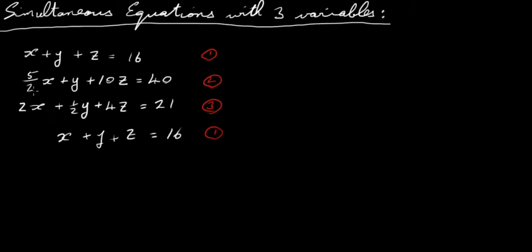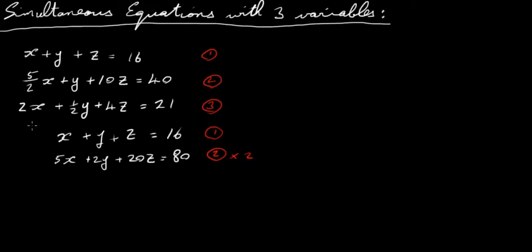Let's take equation 2. I'm going to take equation 2 here and multiply everything by 2 because we have a 2 on the bottom here. So let's multiply 5 over 2 by 2. That'll give me 5x. Multiply the plus y by 2. That'll give me plus 2y. I'll get 20z. And here I'll get 80 on this side. So that's equation 2, and I just multiply that by 2.